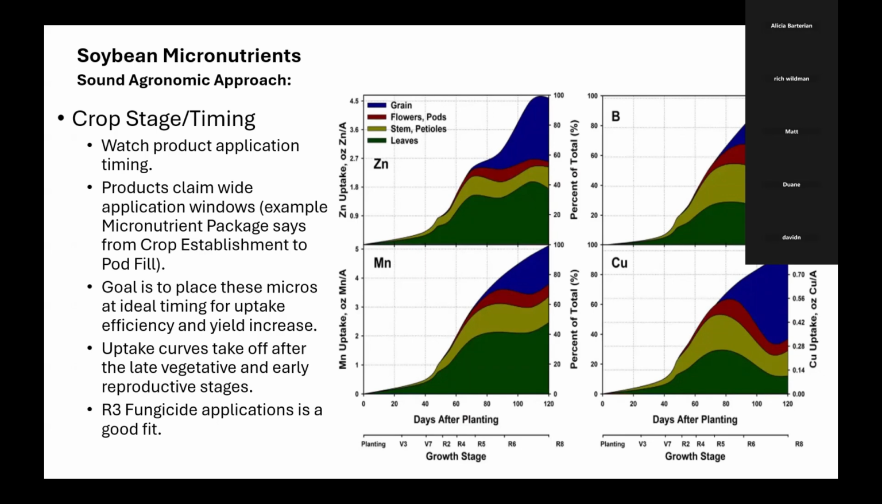That's the goal. And in this particular case with soybeans, most of these uptake curves really take off in the late vegetative and early reproductive stages of the plant. So, depending on the product, we could say an R3 fungicide application is a good fit.